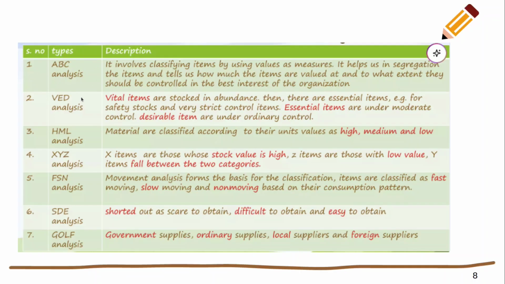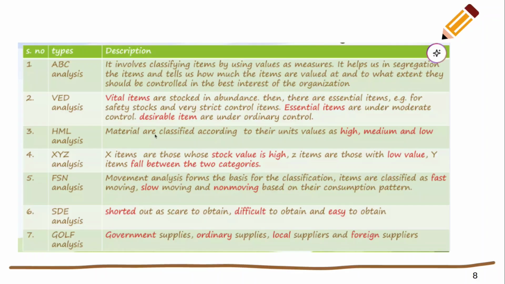This technique you can use, and VED analysis, that is vital items, essential items, desirable items. Vital items are stocked in abundance, in large numbers. Second is essential items, for example safety stock, very strict control items. Those are essential items. These are under moderate control, so you have to store them under moderate control. Desirable items are under ordinary control, so daily you can use them and ordinarily you can store them.